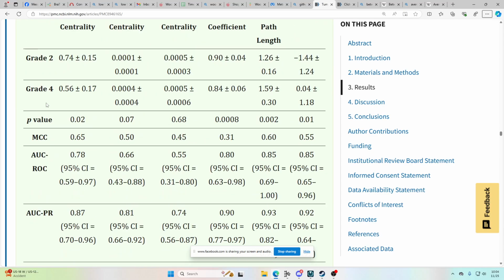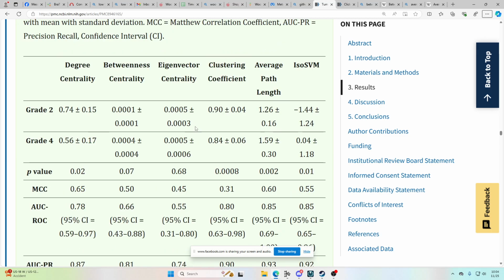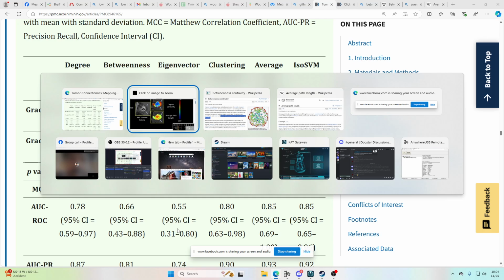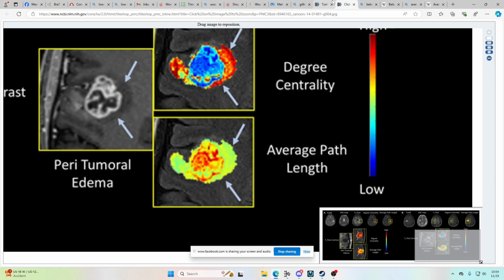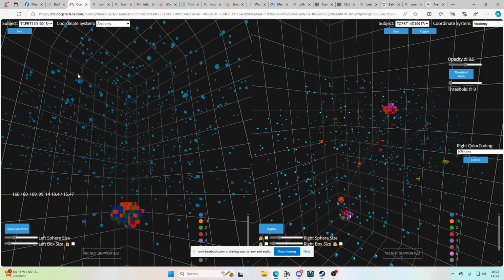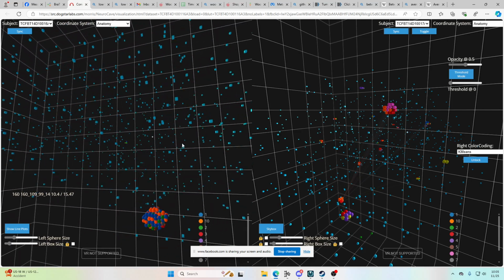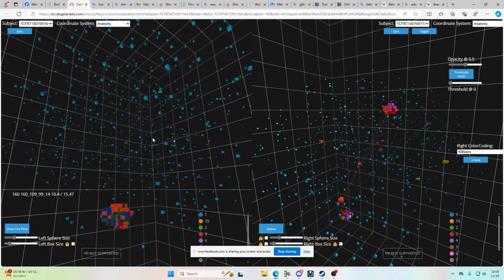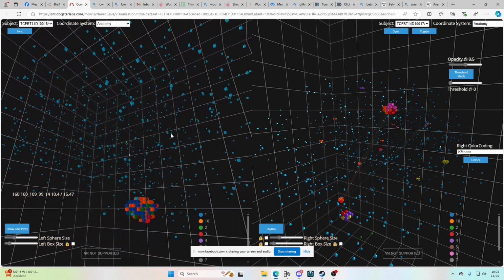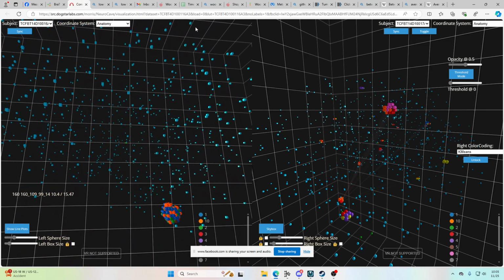There's a little chart showing AUCs, ROCs and MCC for the different metrics. And yeah, that's pretty much the theory behind my project. And so I'm using the BraTS MRI data.